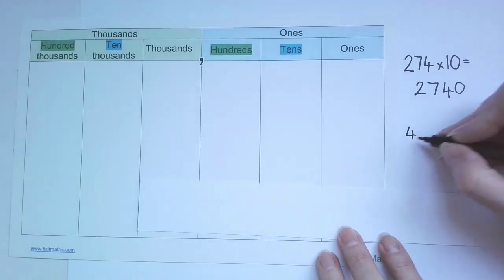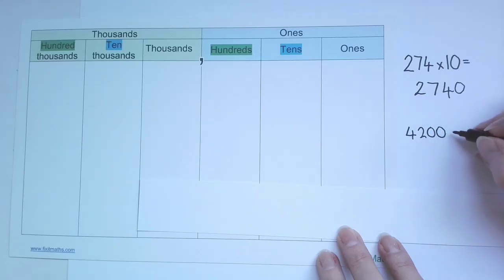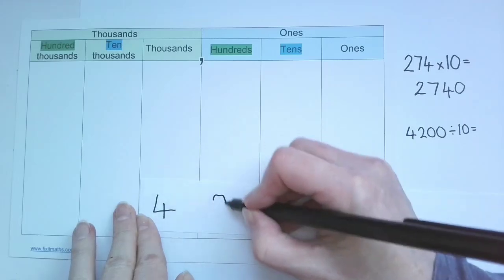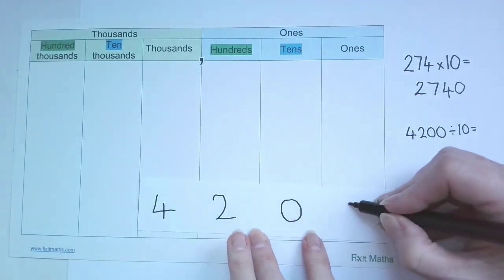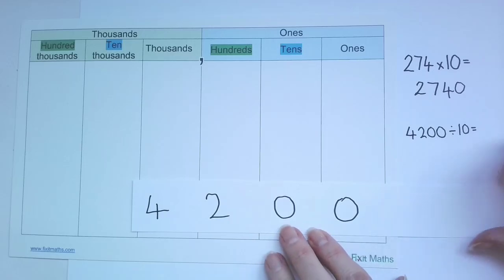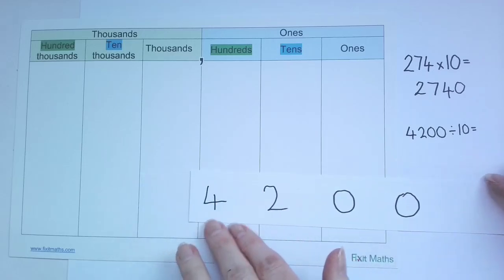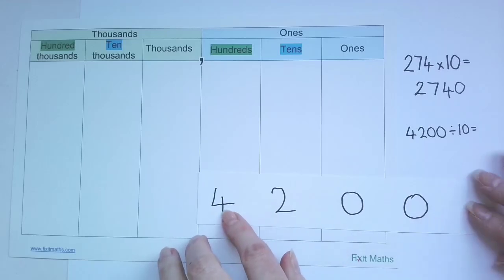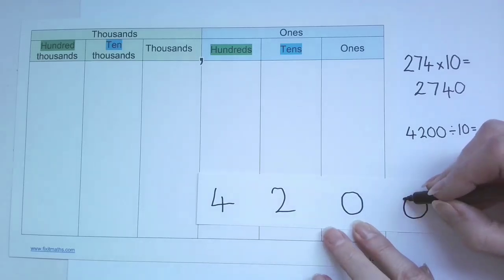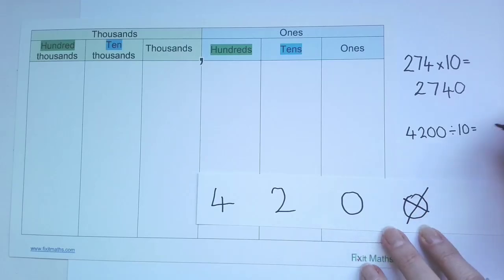I'm going to flip this over, and let's pick 4,200, and we're going to divide that by 10. So I'm going to write my 4,200. And I can just move my strip, my digits, one place to the right. So I can see before, the 4 was in the thousands and it's now in the hundreds, 2 is in the tens, and there's a 0 in the ones, which I need to keep. But this extra 0, this extra placeholder, is no longer needed. So my answer is 420.